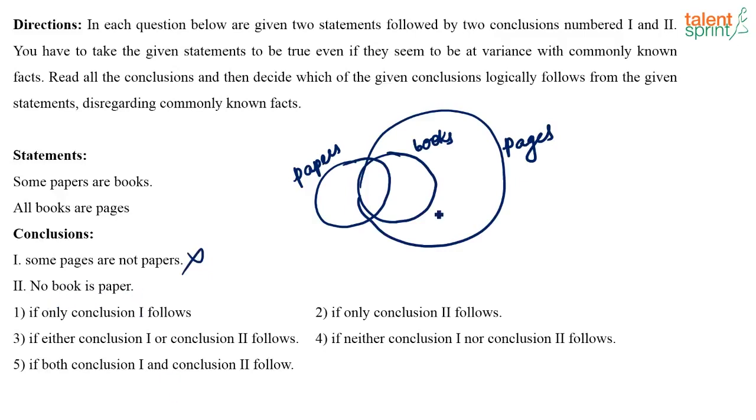No book is a paper. Again, that's not true. I already know that some books are papers. So this also does not follow. So what will be the correct answer? Neither conclusion 1 nor conclusion 2 follows.